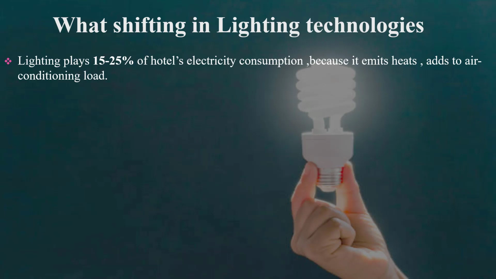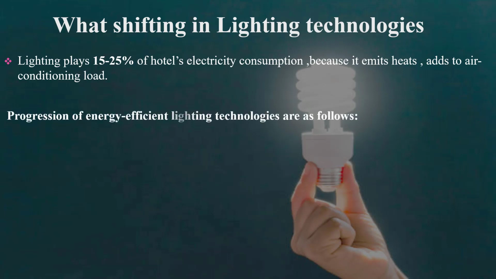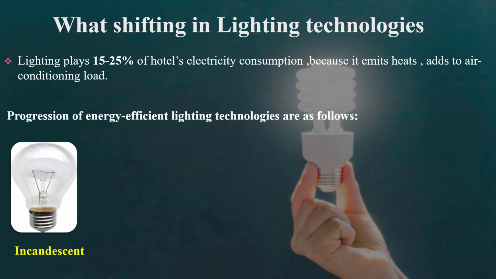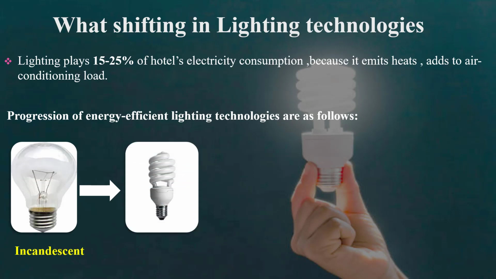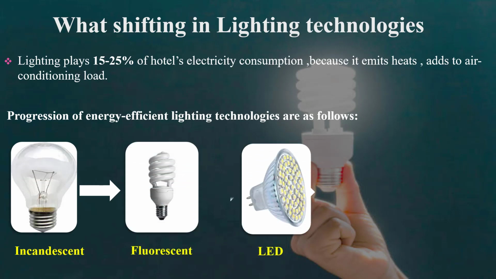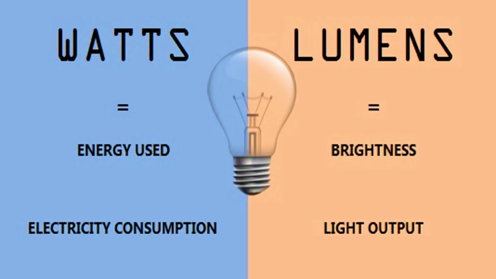What's shifting in lighting technologies? Lighting accounts for 15 to 25% of hotels' electricity consumption, because it emits heat and adds to the air conditioning load. The progression of energy-efficient lighting technologies is seen here. What is the difference between watts and lumens?